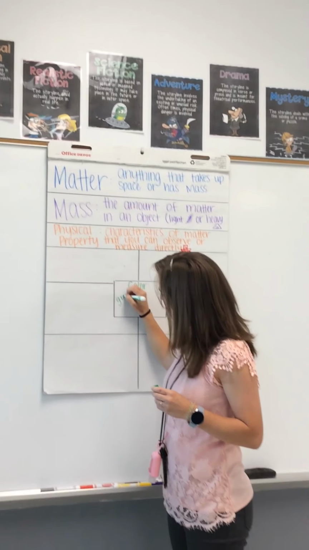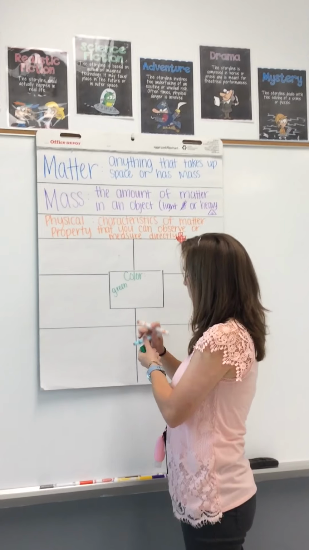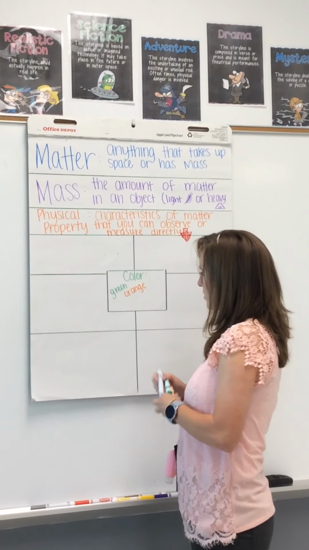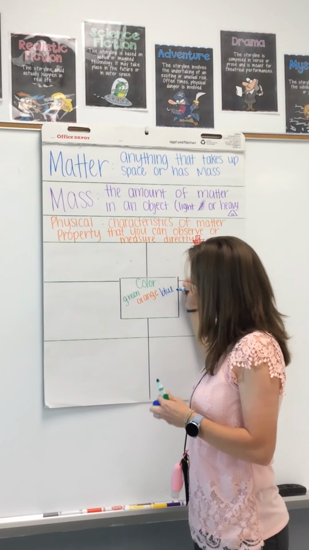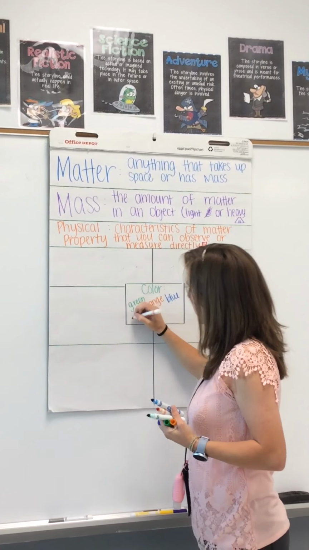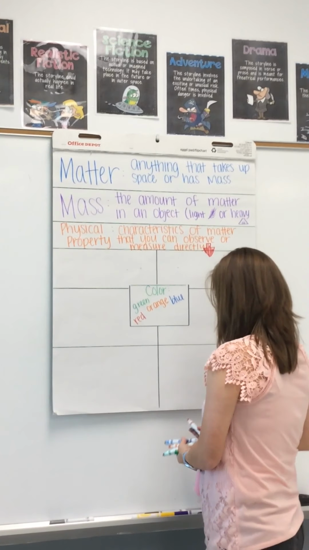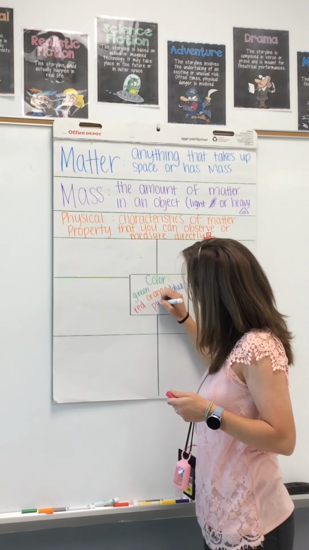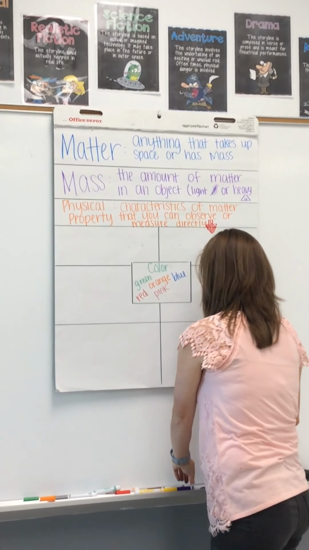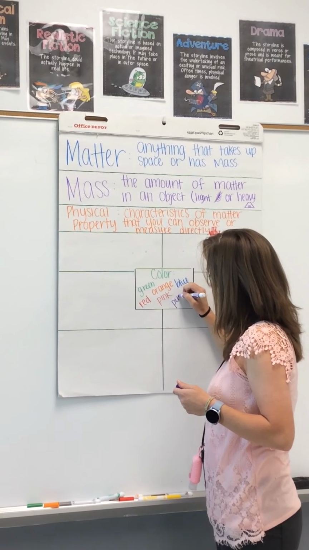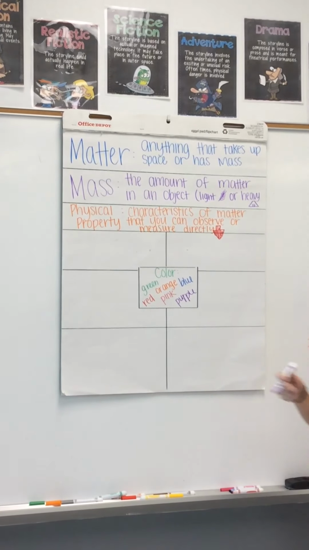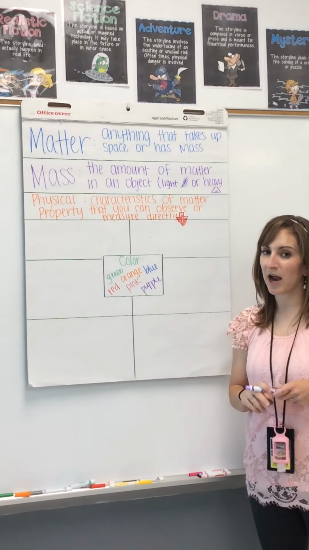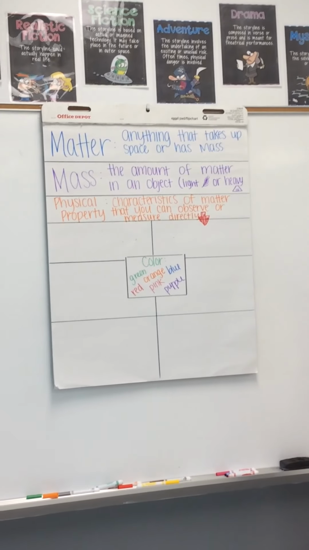So green, orange, blue, red, pink, purple. All the colors. So color is a physical property that most objects or matter has, and it's one way you can describe an object.